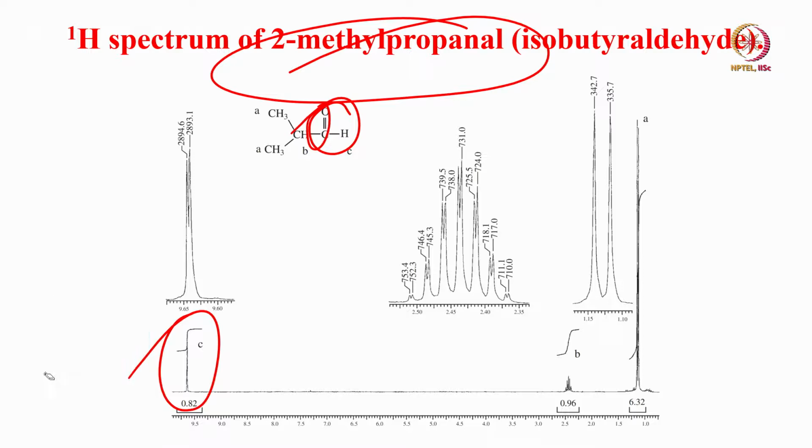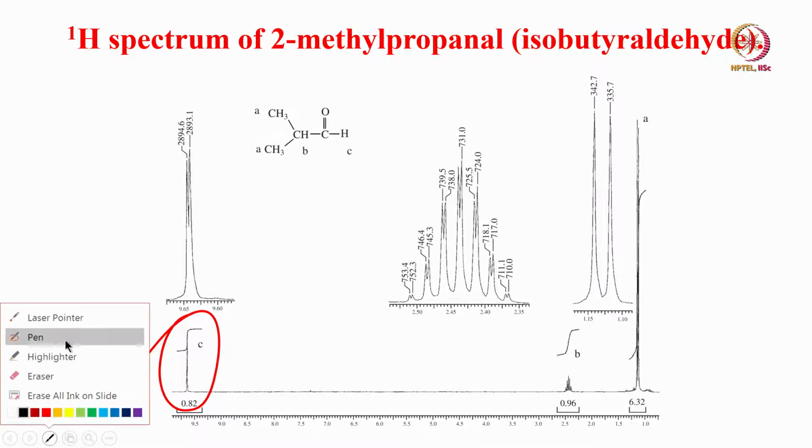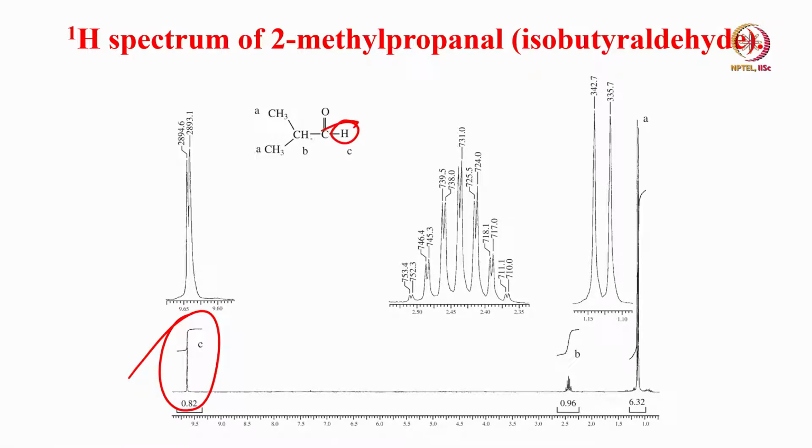Very easily, from the structure, you know this CHO has a long range coupling with this CH proton. Because of that coupling, this is going to be a doublet, because of coupling with this proton. This proton splits this into a doublet. Now let us see what will happen to these 2 CH3s. These 2 CH3s are here, they are equivalent.